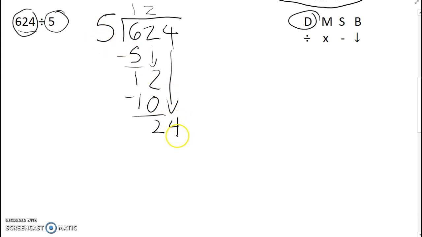How many 5s are in 24? Well, the number of 5s in 24 is 4. 4 times 5 is 20. I subtract, I get a 4.